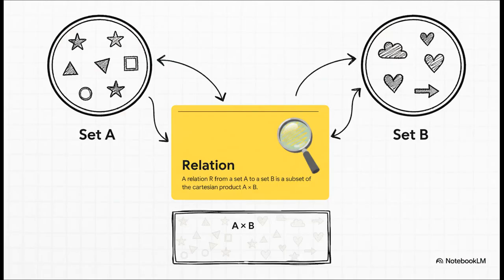Okay, so what is a relation? Super simple. It's just a rule that connects things from one group, let's call it set A, to another group, set B. Think of it like this. If you listed every single possible connection between set A and set B, that's called the Cartesian product. A relation is just a smaller, specific collection of those connections that follow some kind of rule.